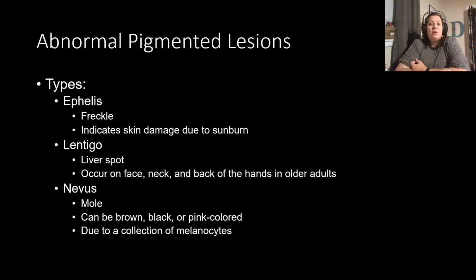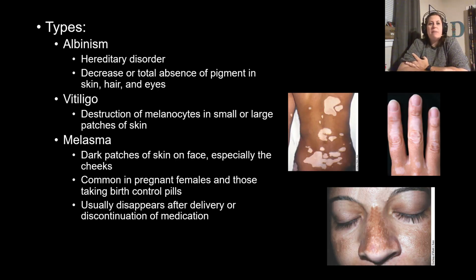Lentigo, which are known as liver spots, occur on your face, neck, and the back of the hands in older adults. A lot of times they also get termed as age spots. And then we have nevus. A nevus means mole, and it can be black, brown, or pink colored due to the collection of melanocytes in that area. And these are the ones you need to really watch to see if they develop into that melanoma type of cancer.